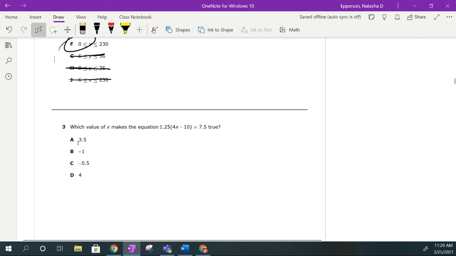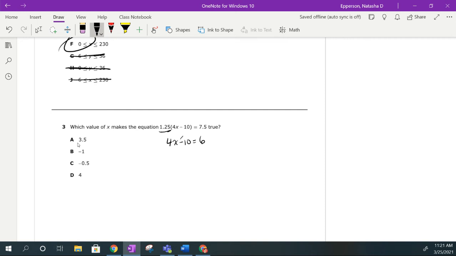Number 3, what value of x makes this equation true? We're just solving for x. That's all we're doing. Since I know this 1.25 is a coefficient of the 4x minus 8, I can go ahead and divide 7.25 by 1.25, and that will become 4x minus 10 is equal to 6, because 7.25 divided by 1.25 is 6.